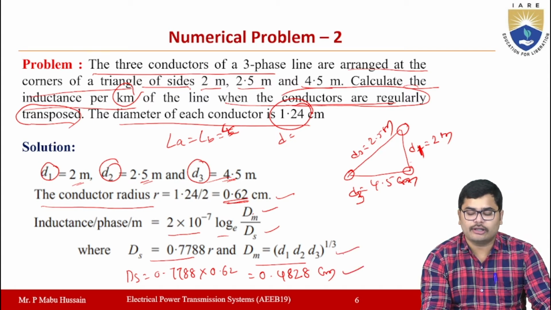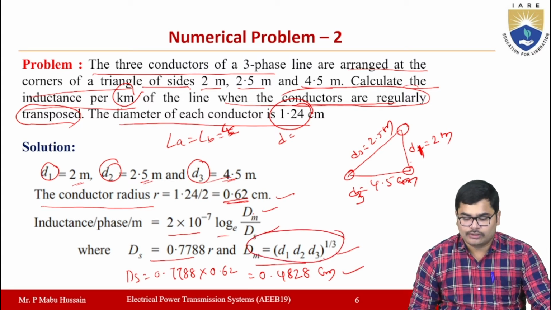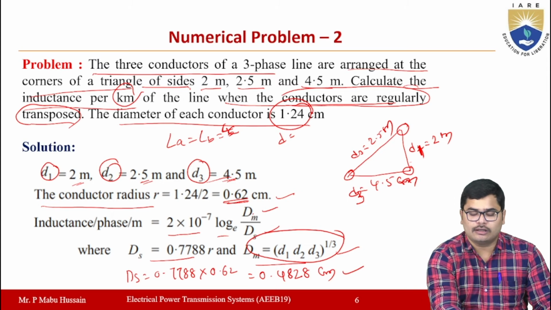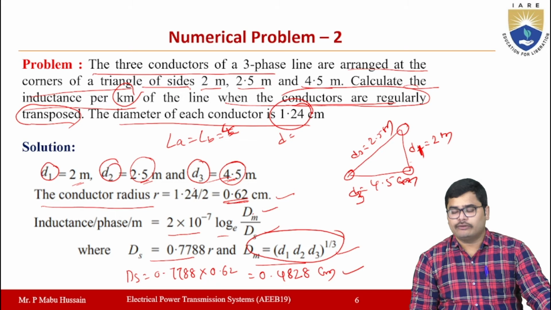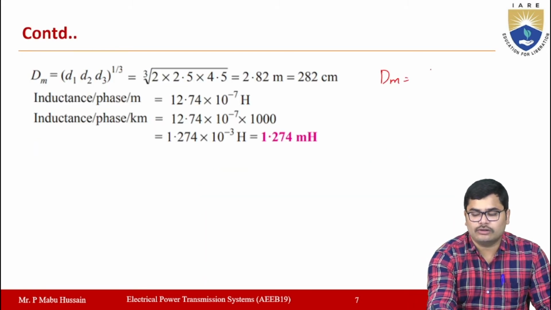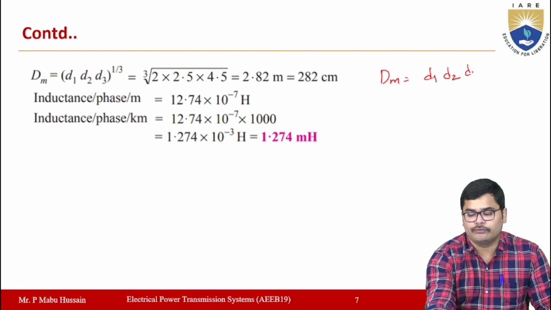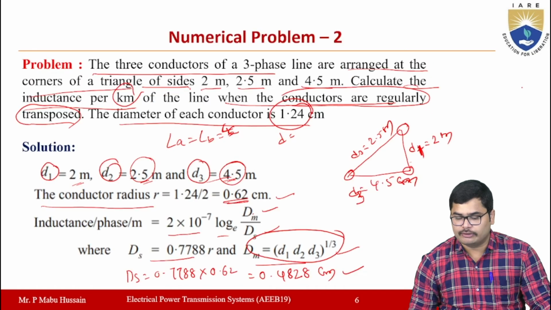Now you can calculate the value of mutual GMD by using the expression d1, d2, d3 whole to the power of 1 by 3 here. Now the value of d1 is 2 meters, the value of d2 is 2.5 meters and the value of d3 here is 4.5 meters. So you have to calculate the dm value here, which is d1, d2, d3 whole to the power of 1 by 3, with d1 as 2 meters, d2 as 2.5 meters and d3 as 4.5 meters, whole to the power of 1 by 3.